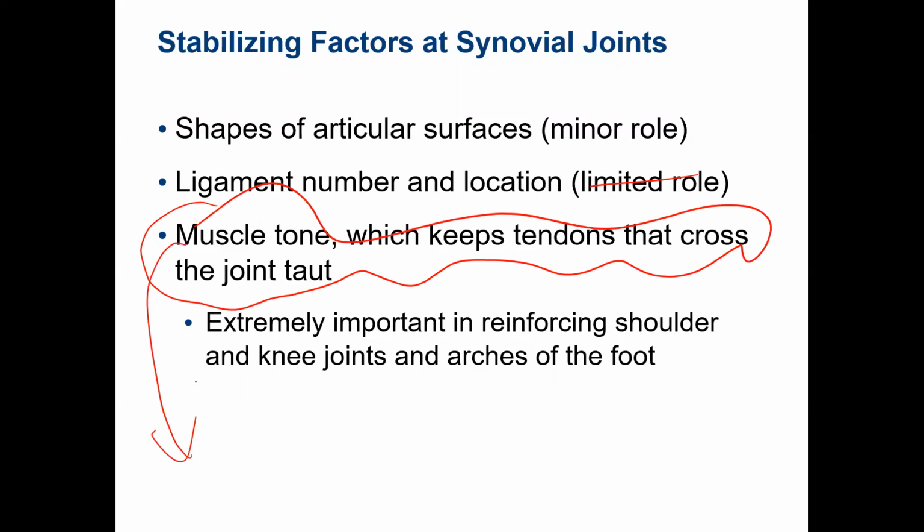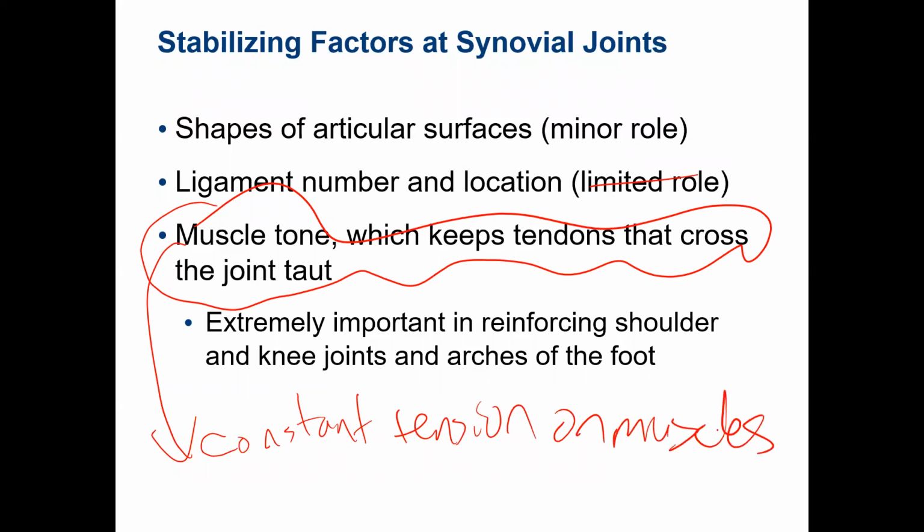Muscle tone is the constant tension on muscles. Your muscles are never completely relaxed. There's always some tension there. That's muscle tone. And it's muscle tone, that tension on the muscles, that holds the joint in place. The muscles that cross your shoulder, for instance, hold that shoulder socket, the bones of the shoulder, in place up against your body. So muscle tone, the most important stabilizing factor in a movable joint.